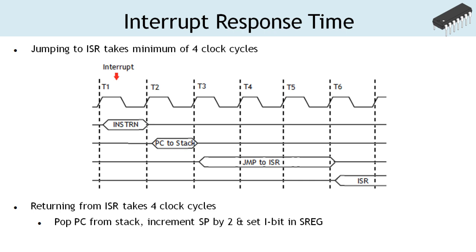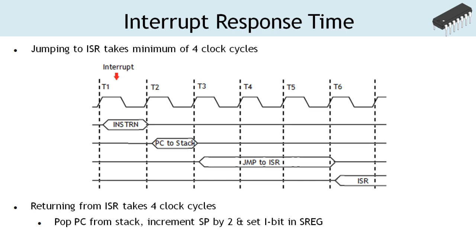The Atmega 328 microcontroller takes a minimum of 4 clock cycles to start the interrupt service routine, as shown in the timing diagram. When an interrupt occurs, the microcontroller completes the execution of the current instruction. Then, the program counter is pushed onto the stack. The stack pointer is decremented by 2. The instruction in the vector table is a jump instruction to the interrupt service routine, which takes 3 clock cycles for execution. On completion of the jump instruction, the interrupt service routine starts executing.